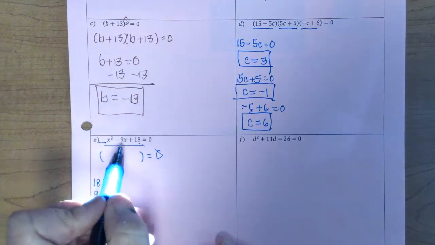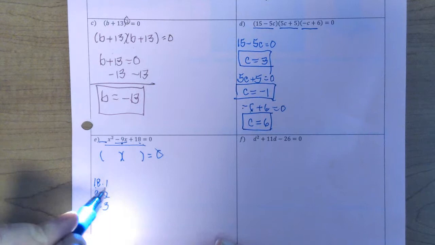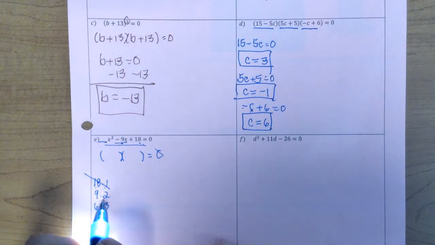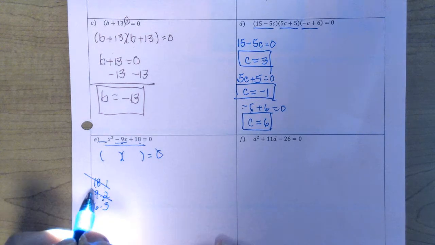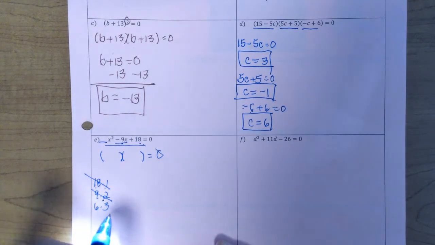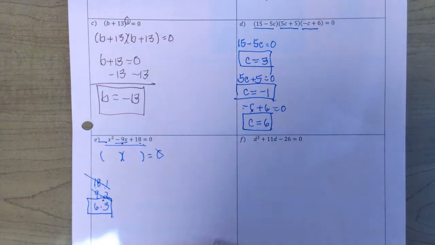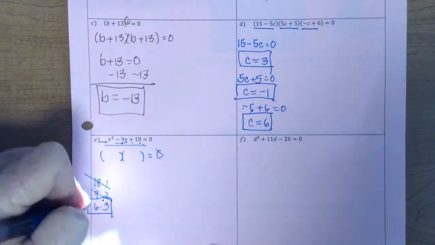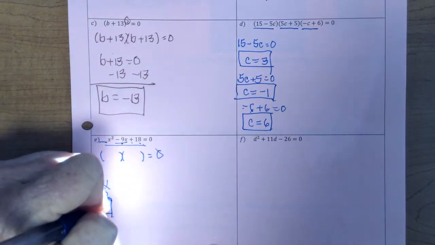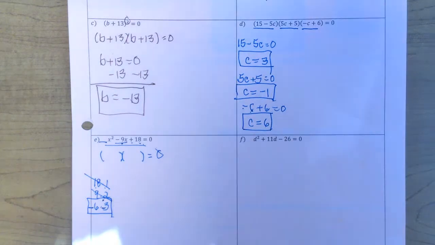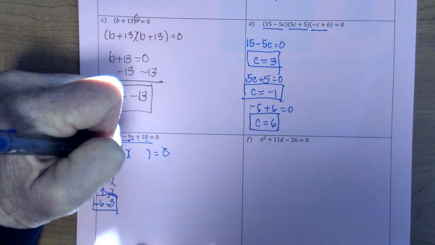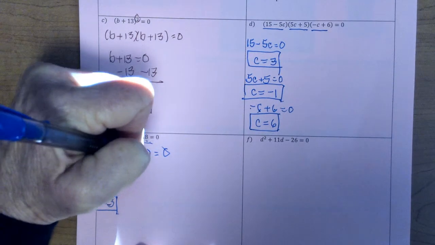So I'm now looking for negative 9. 18 and 1, I know that that doesn't work. 9 and 2, if I add those two together, I get 11. If I subtract them, I get 7. That doesn't work. 6 and 3, oh, bingo. That gives me 9. But I need to get to negative 9, and I need to get to positive 18. Therefore, I know that each factor needs to have a negative in it. So my two factors are x minus 6 and x minus 3.